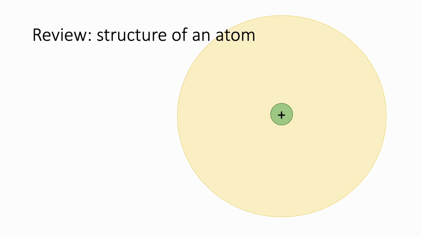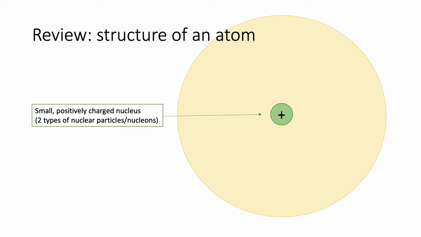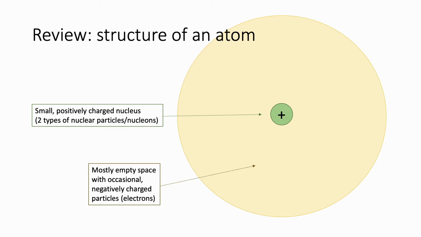So far, we've talked about how in the center of the atom we have a positively charged nucleus made up of protons and neutrons, and this occupies a relatively tiny fraction of the volume of an atom. The rest of the volume of the atom is made up of mostly empty space with some electrons distributed throughout it. Now, why is that the case?